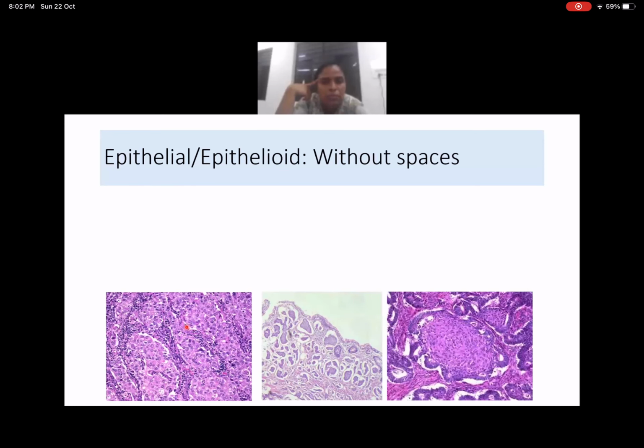Now there are some more epithelioid patterns without spaces. What would you call this pattern now, Anjana, on the left? Ma'am, lubrication. Sorry, what are you calling it? Lubrication.